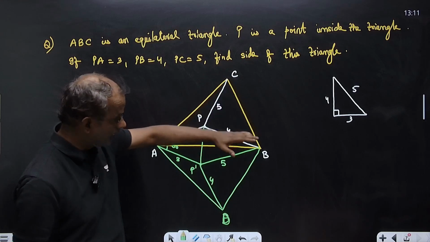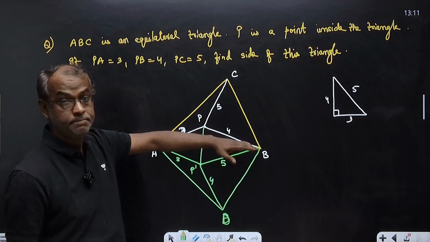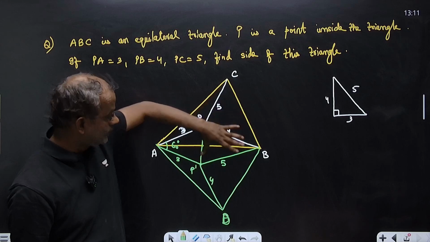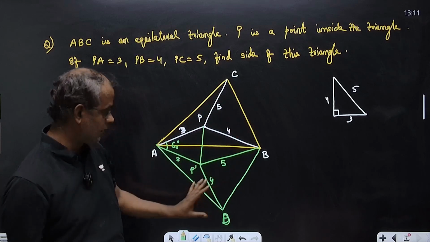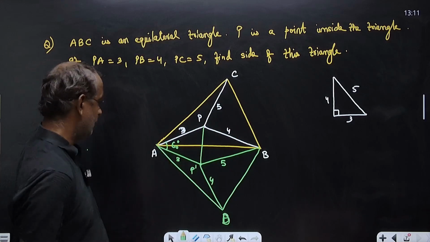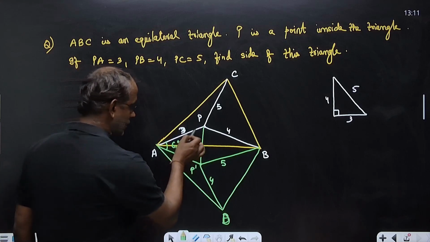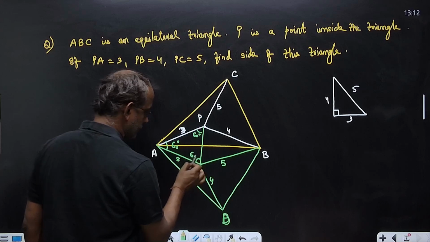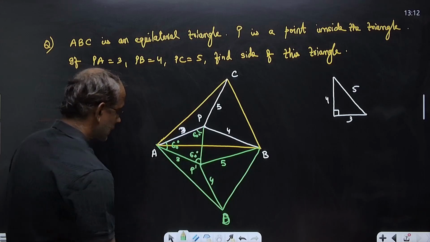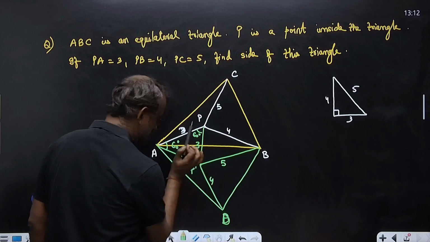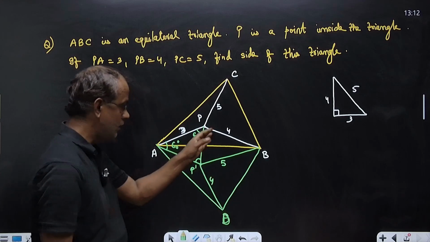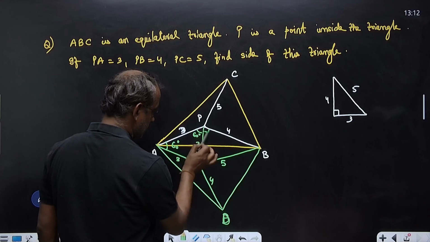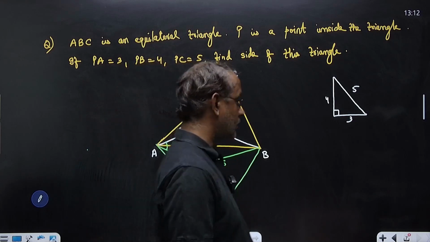See, this gets rotated by 60 degree. And what happens? This distance 5 is now here. This distance 4 is here. So, this is the situation. This is 3, this is 3, this is 60 degree. So, this is also 60 degree. And this side is 3, isn't it? This is 3, this is 4, this is 5. So, what is this angle? 90 degree.